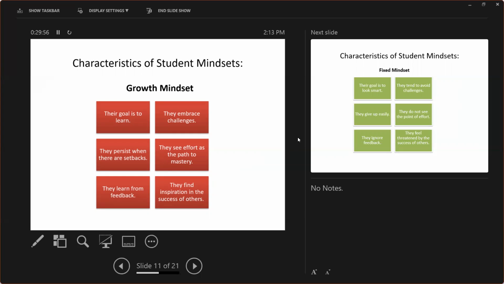Students with a growth mindset will see that their effort is a path to mastery. So they believe that if they work at something, they work at learning this concept, practicing these skills, that they will become more proficient at these skills, or become more knowledgeable about a certain concept over time. They believe that their work will help them reach mastery. And so they continue to work at it. And they also take feedback on their performance, and they learn from it.